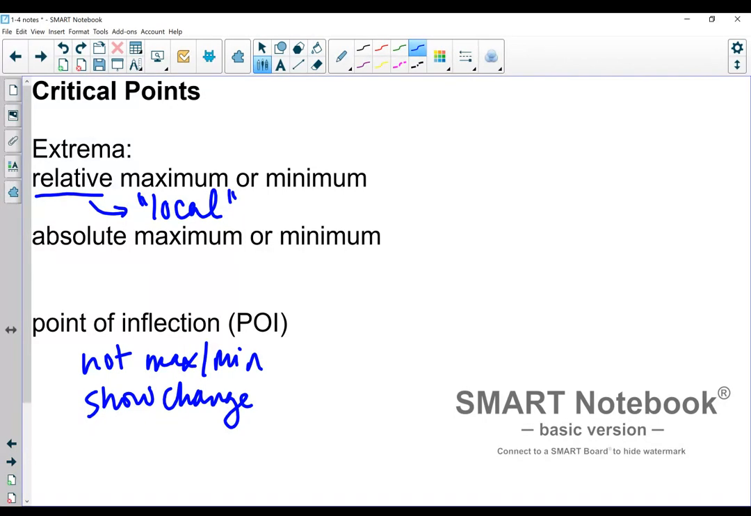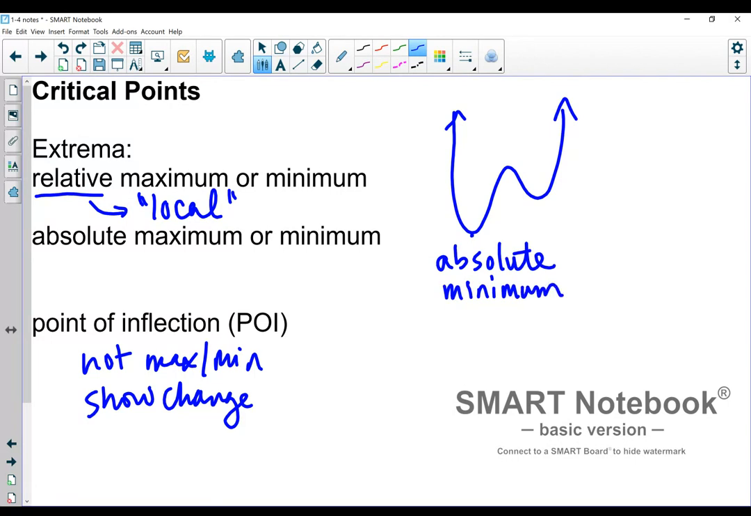So first I want to draw you a picture that shows the difference between absolute and relative. With this W function, we can tell that this point down here at the bottom is absolutely the lowest point on the graph. So that is going to be my absolute minimum. But there's a point over here where it's not exactly the lowest part on the graph, but it's lower than all of the points around it. It's relatively low when you look at all those other points. So this is going to be my relative or local minimum.